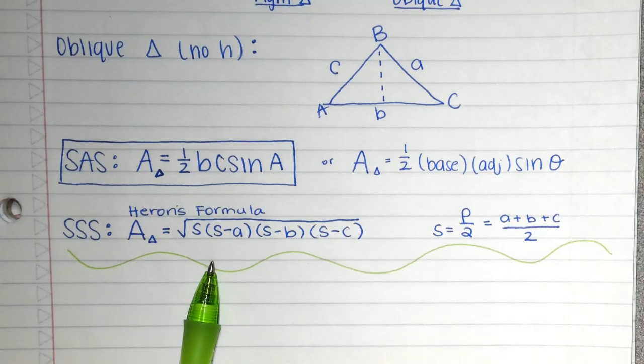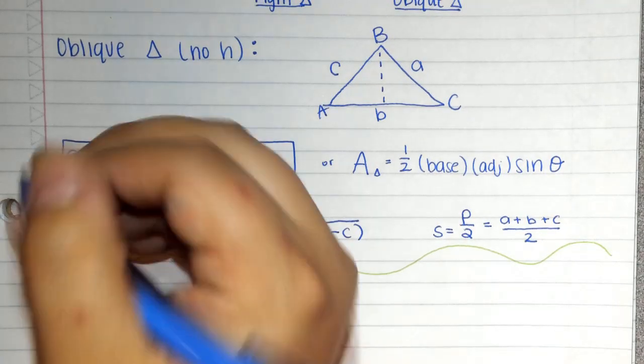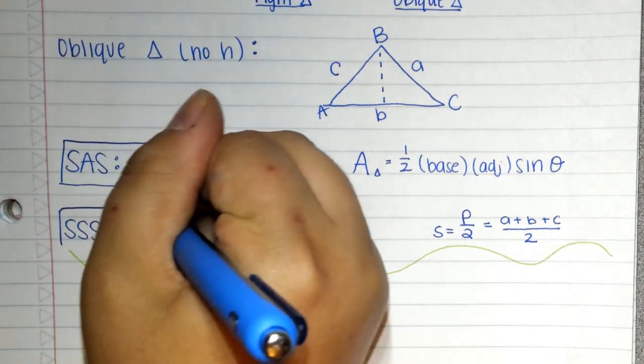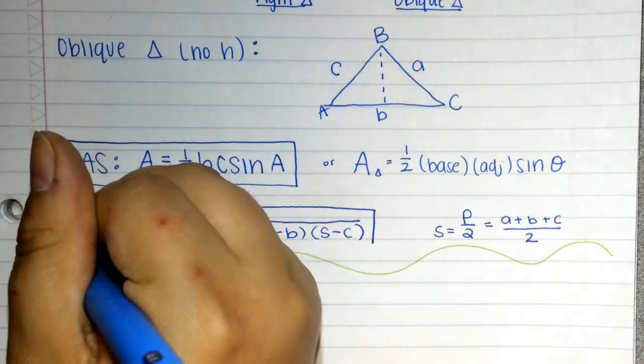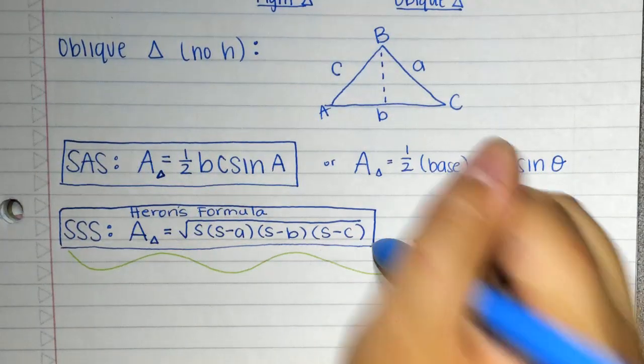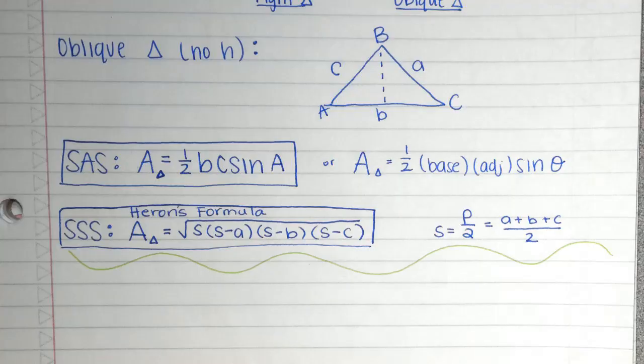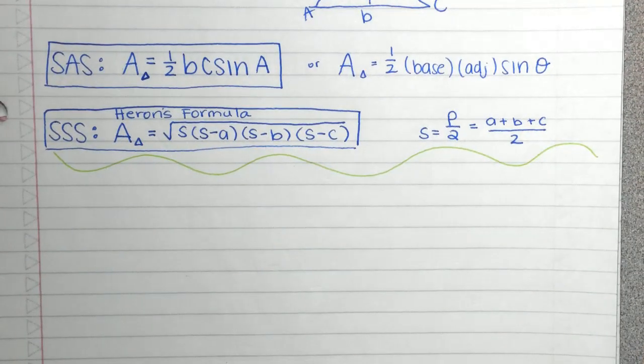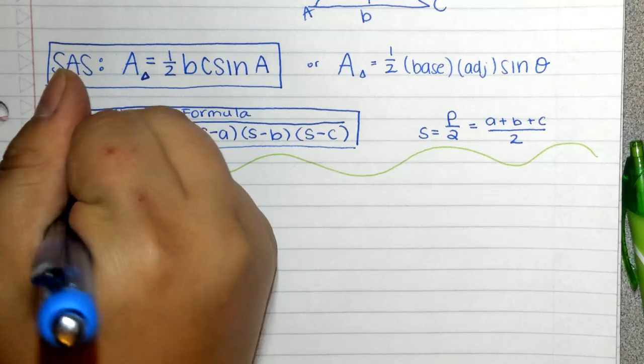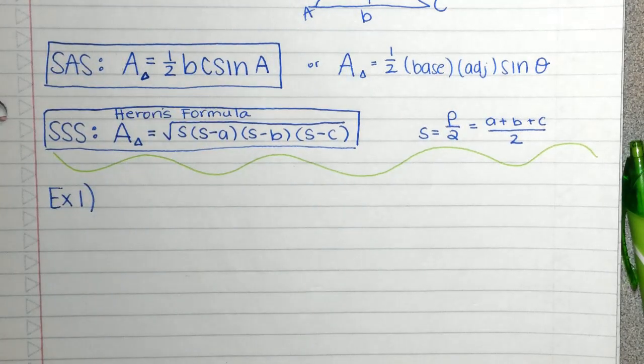What's most missed on this one? They forget the first S. Everybody likes subtracting S from A, B, and C, but you forget that first S. Don't forget the first S. All right, so here are your 2 examples. Let's do example 1. You are going to approach these exactly like we approach everything.